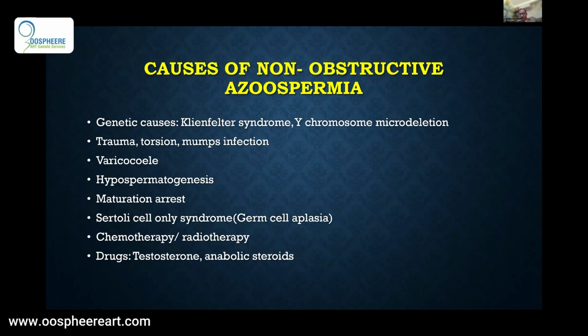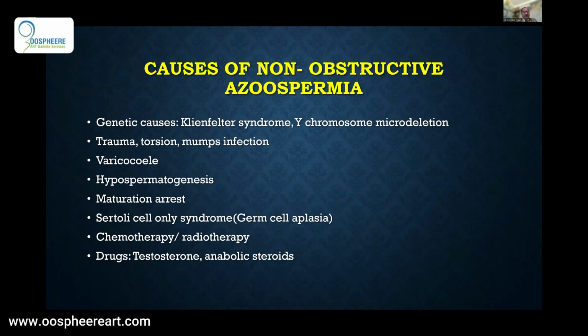So your pituitary might be at fault or your testes might be at fault. So genetic causes, Klinefelter syndrome, Y chromosome microdeletion is something which we should advise here. Patients who may have a history of trauma to the testes or torsion of testes or history of mumps infection in childhood, they may show azoospermia due to severe varicocele.